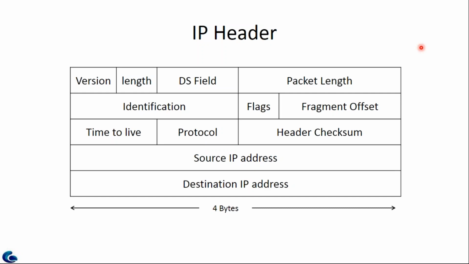And what you're seeing currently is an IPv4 header. I know I didn't put the heading exactly, but it's an IPv4 header. So we have different fields like version, length, distinguished services field. We have a packet length, identification, etc., and more importantly, source and destination addresses.